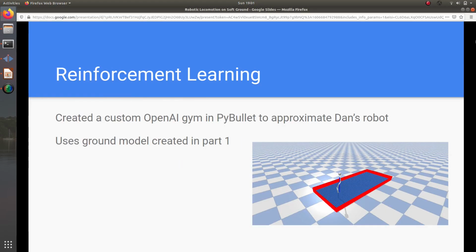I then created custom OpenAI gyms to approximate Dan's hopping robot. I used the neural network from part 1 to model the soft ground in PyBullet. Below is an image of the environment. The soft ground is shown in blue, and the robot is in gray. At a high level, its goal is to learn how to walk in the forward X direction.